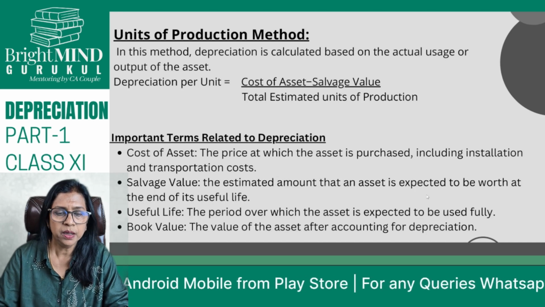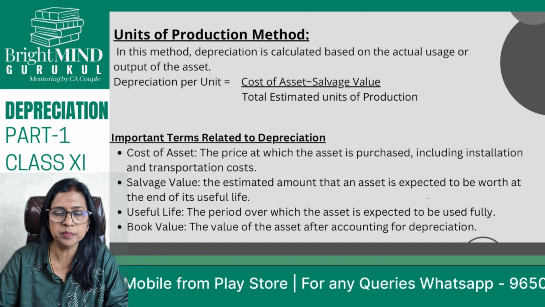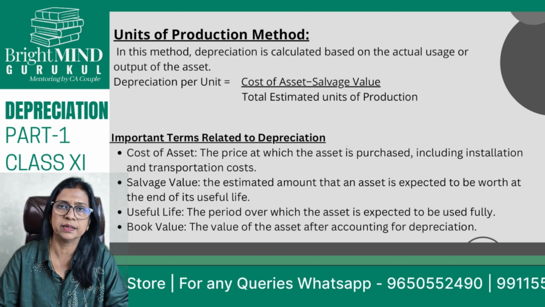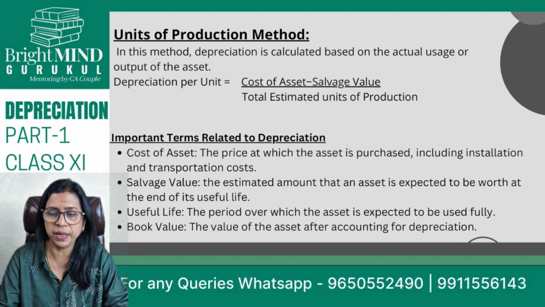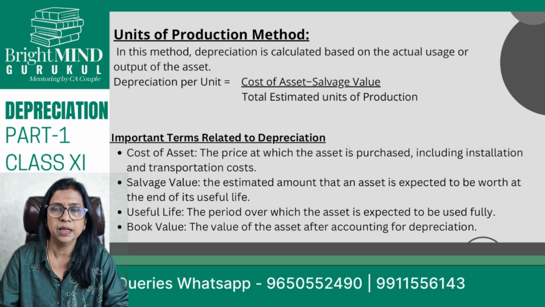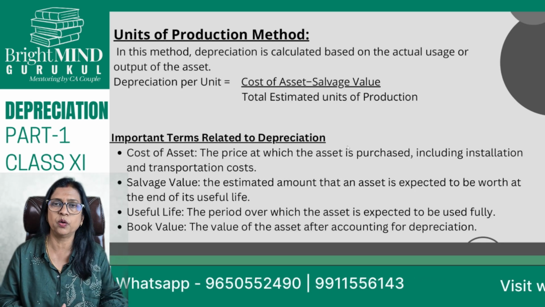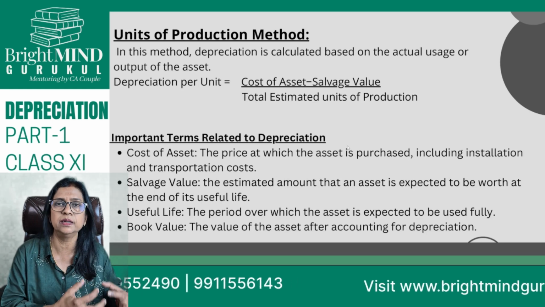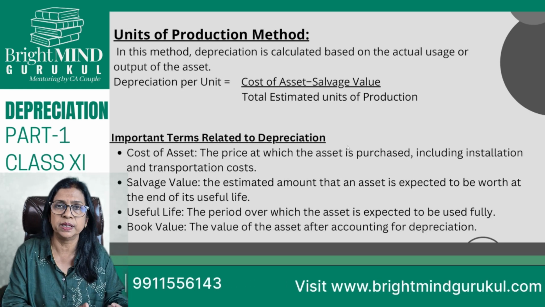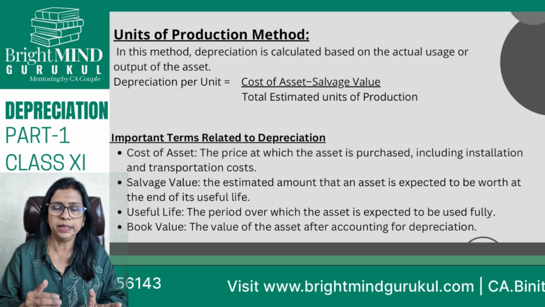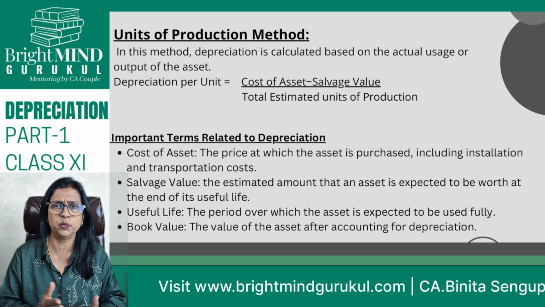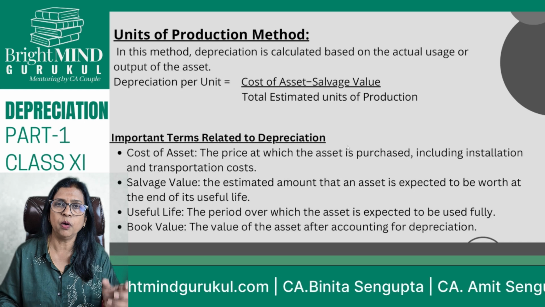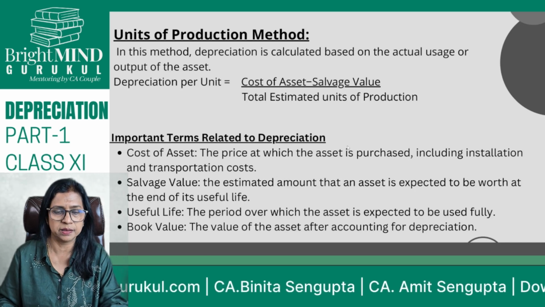Now to sum up, let us read a few terms that are related to depreciation which are very common. First is cost of asset. This is the price which you pay when you purchase the asset. This includes the installation cost, the transportation cost, all the costs that are involved to make the asset usable. So even if the installation or transport or even freight, these types of costs, they will all add up to the cost of the asset.